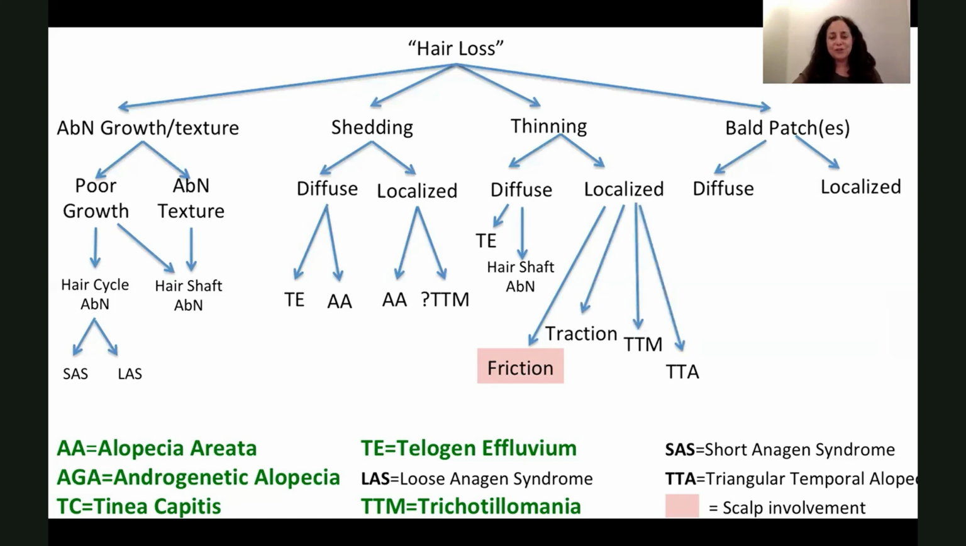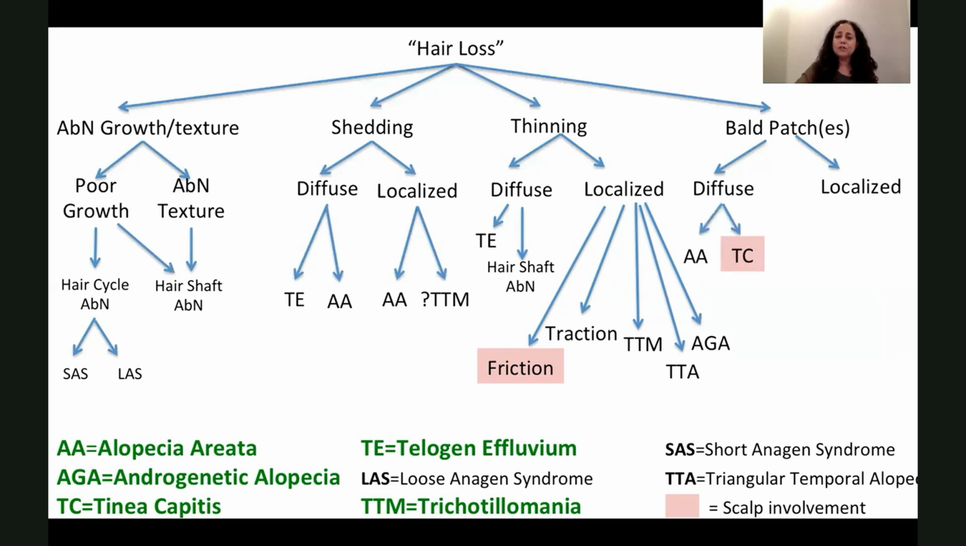Temporal triangular alopecia, which is a very particular localized form of hair thinning, although not usually complete loss, and I showed you the photo of that. And androgenetic alopecia is localized in very particular patterns that we talked about, and it does differ between males and females. If we look at true full bald patches, this can be diffuse and localized.